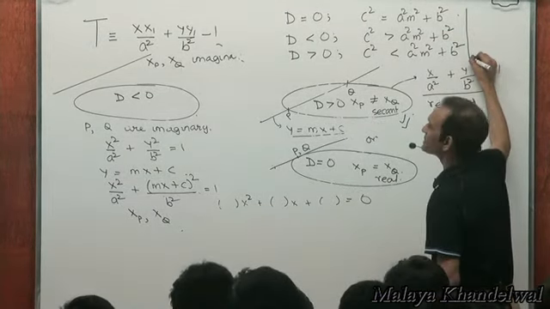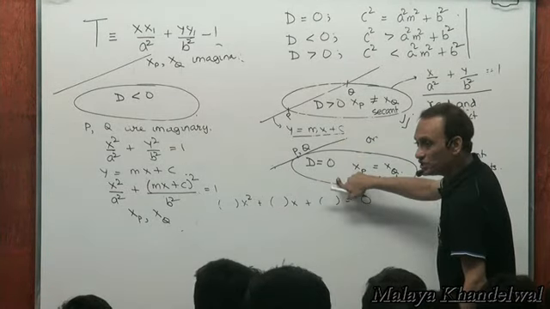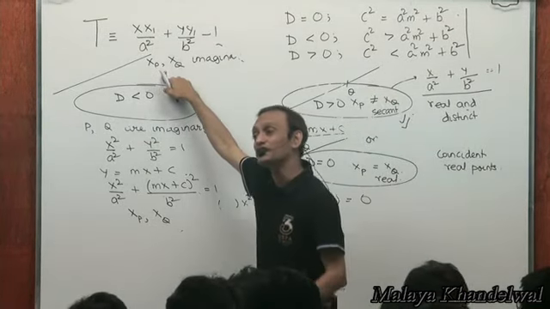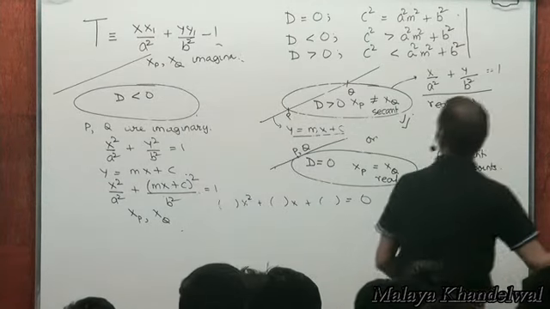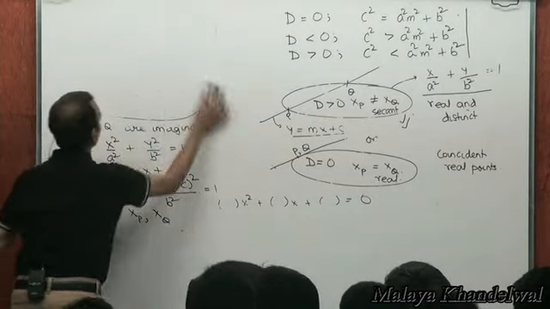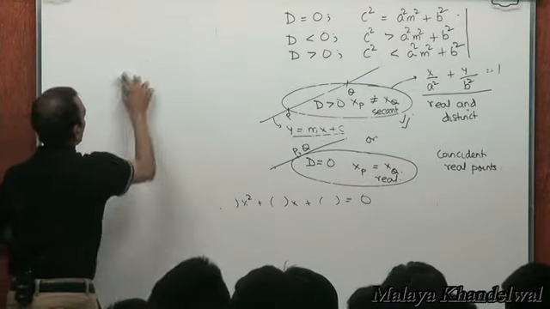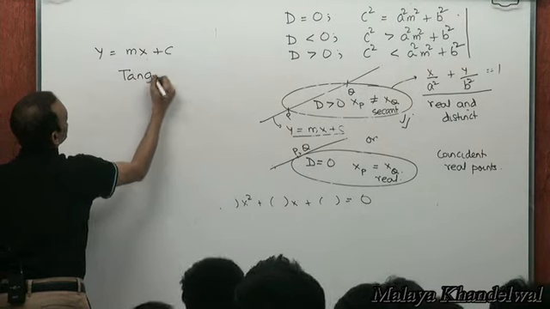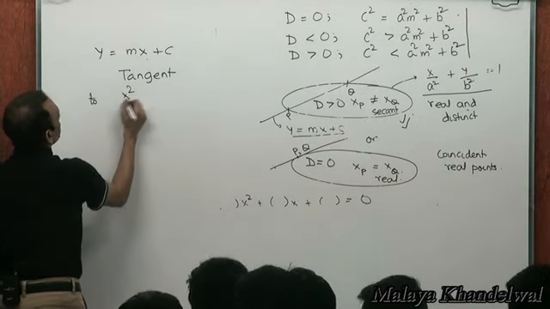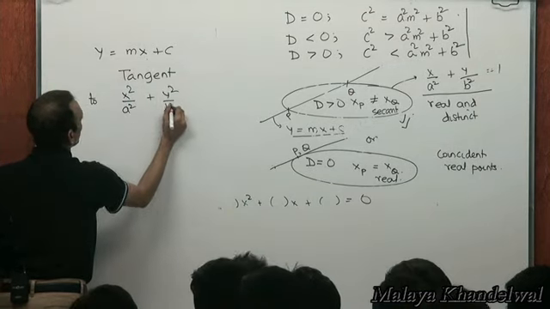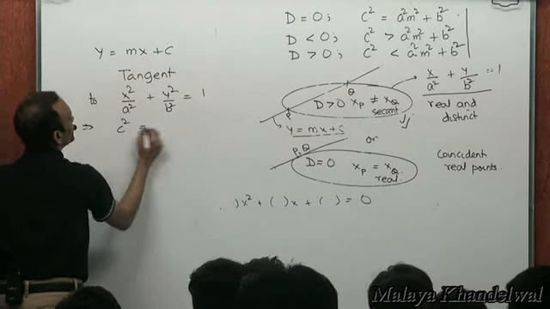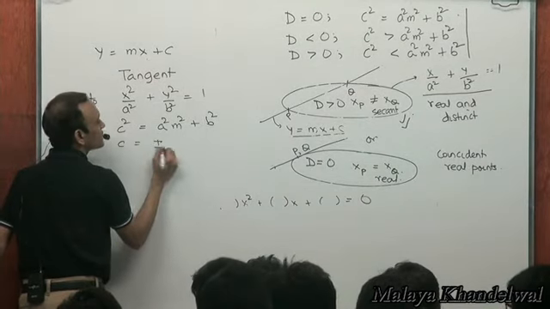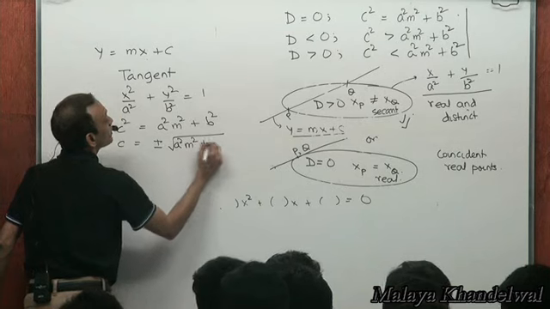So based on how c is, we would either have the chord becoming a tangent, or the chord intersecting the ellipse at real points, or the chord intersecting the ellipse at imaginary points. Yes or no? Which means that if y equal to mx plus c is a tangent to x squared by a squared plus y squared by b squared equal to 1, then we must have c squared equal to a squared m squared plus b squared. That means c could be plus minus root a squared m squared plus b squared.